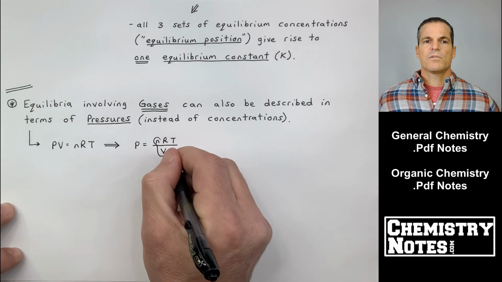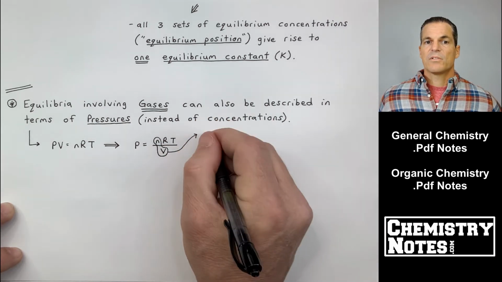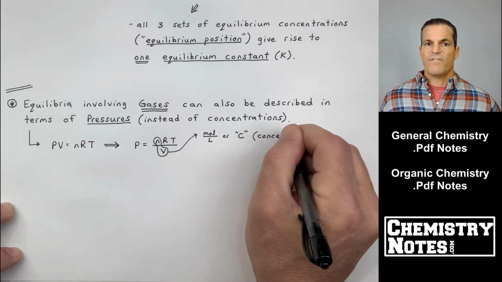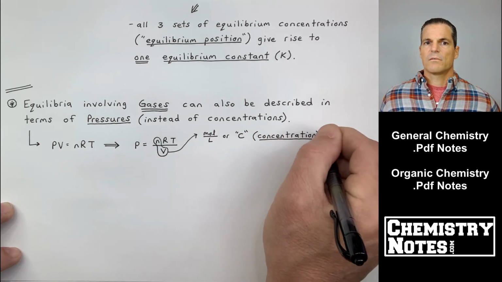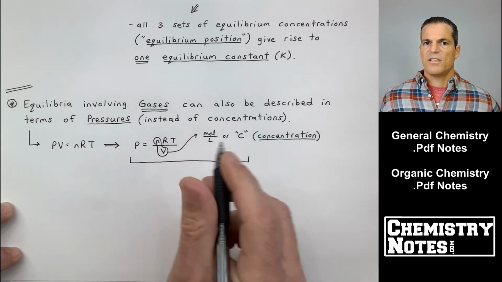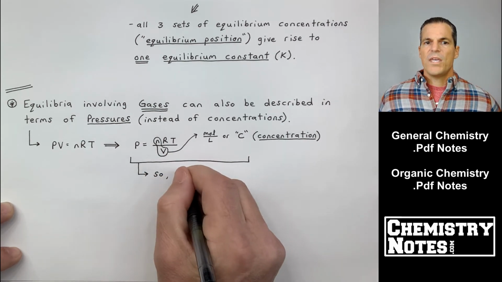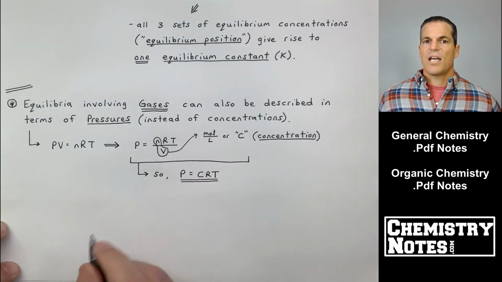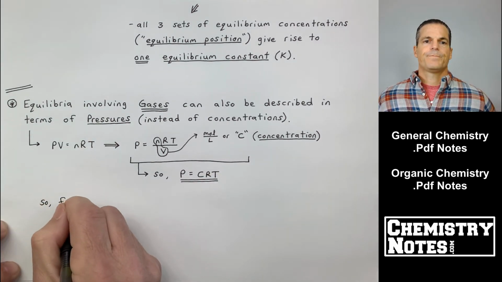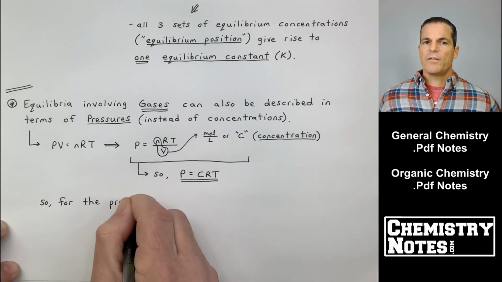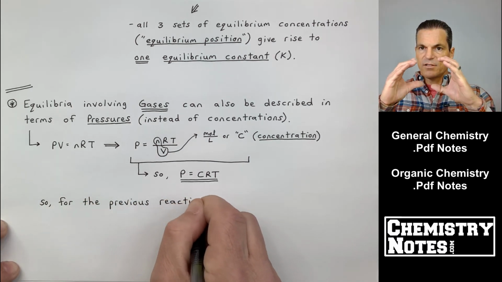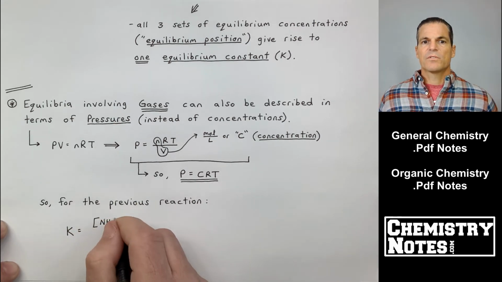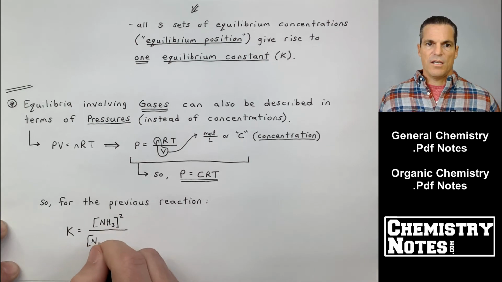If we use PV equals nRT, P equals nRT over V. Well, what's n over V? n is units of moles, V is liters, so moles per liter. That's a molar, that's concentration C, right? So P, our pressure, is just equal to our concentration C times RT. Now, I could have written P equals C times RT to the delta n, but I'm just going to leave it as P equals concentration times RT.